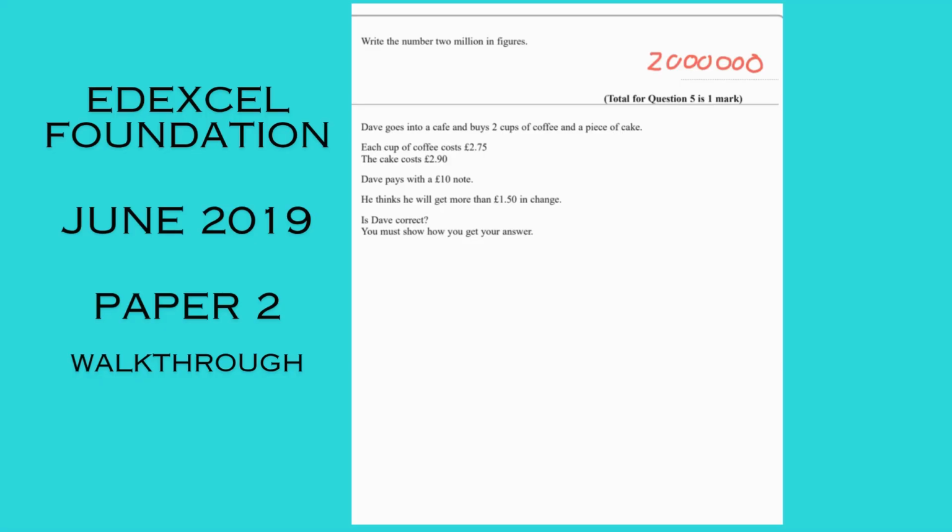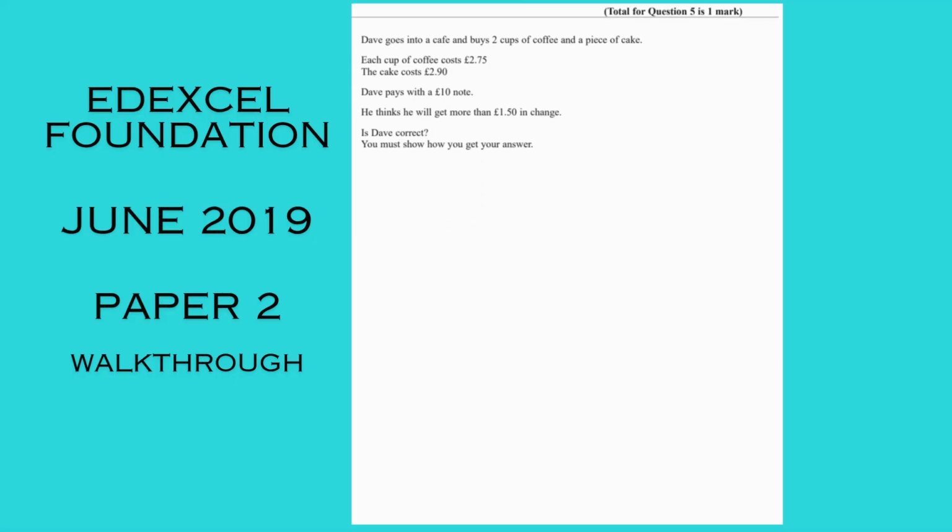Question 6. First sign of a wordy question. One line at a time. Can I do any maths each time? Dave goes into a cafe, buys 2 cups of coffee, and each cup costs £2.75. So you've got your calculator. Earn your first mark. Do your first simple step. And he buys a piece of cake, so "and" means add. So the £5.50 for the coffee and the £2.90 for the cake means that Dave spends £8.40.